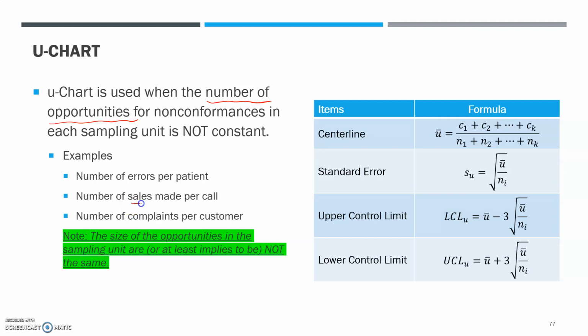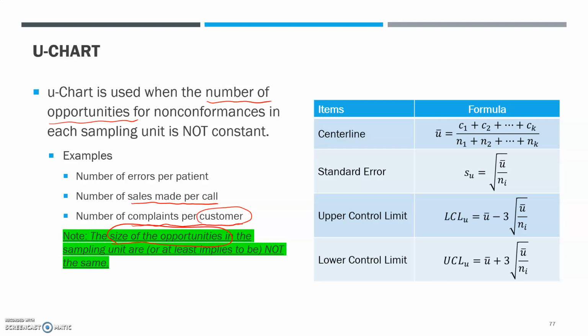Okay, so also sales made per call. You may be making different numbers of phone calls each day. Out of that number of phone calls, certain calls will land as sales, some will not. Therefore, the base number, which is the number of phone calls you made, is different from case to case. Number of complaints per customer, right? Again, the number of customers will be different from time to time. Therefore, the size of opportunities in the sampling unit is not constant.